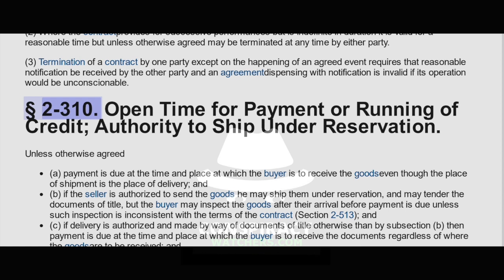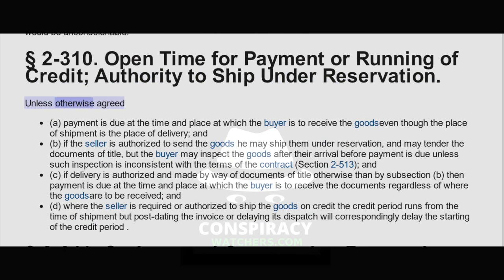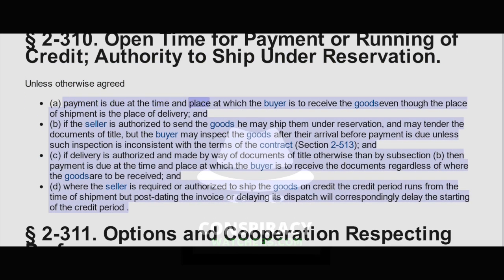Section 2-310. Open time for payment or running of credit. Authority to ship under reservation. Unless otherwise agreed, payment is due at the time and place at which the buyer is to receive the goods, even though the place of shipment is the place of delivery. And if the seller is authorized to send the goods, he may ship them under reservation, and may tender the documents of title, but the buyer may inspect the goods after their arrival before payment is due unless such inspection is inconsistent with the terms of the contract.